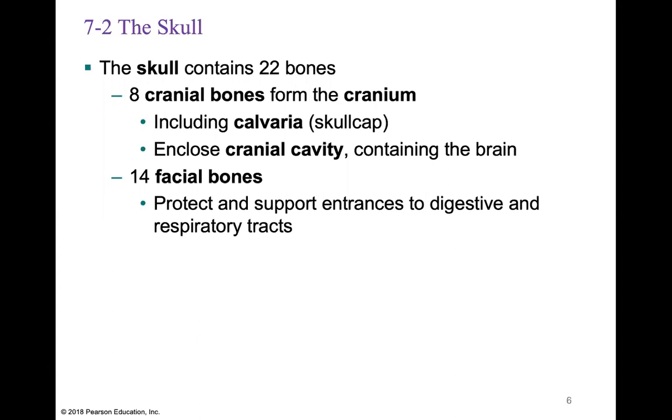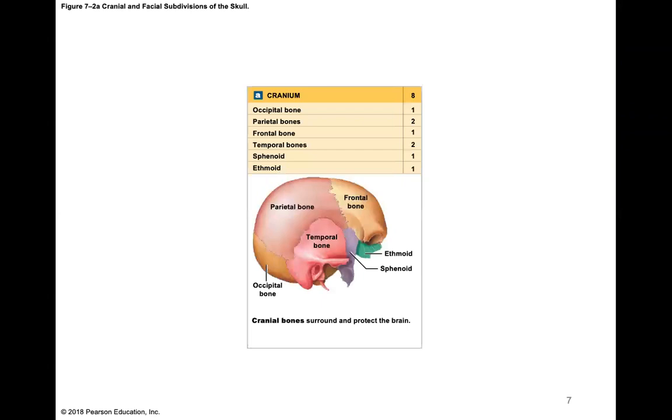You also have 14 facial bones. The purpose of these facial bones is to protect and support the entrances to the digestive and respiratory tracts. The breakdown of the cranial bones: we have a single occipital bone, which is located at the base, two parietal bones on either side, a single frontal bone, two temporal bones, and a single ethmoid and sphenoid bone.